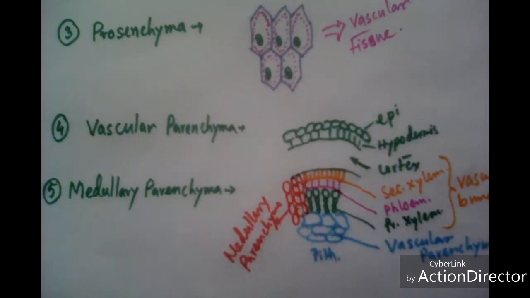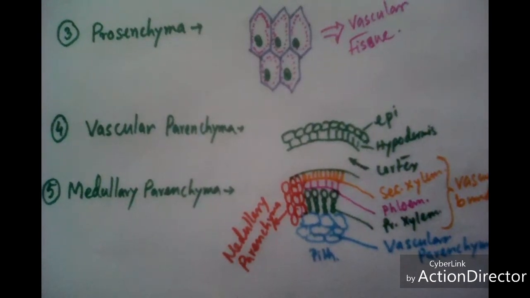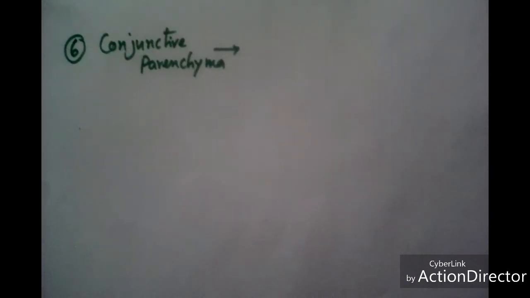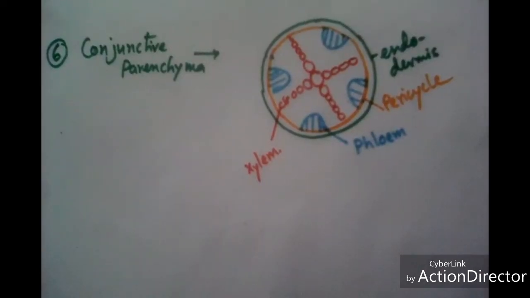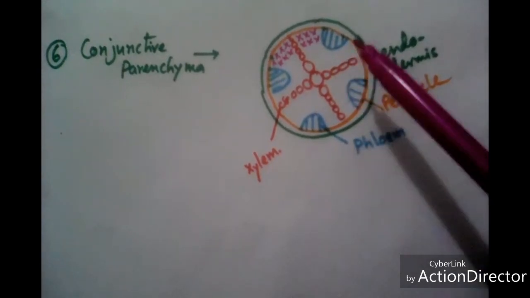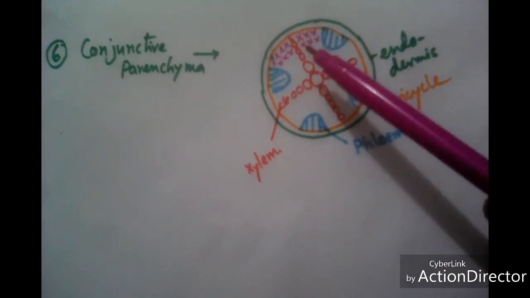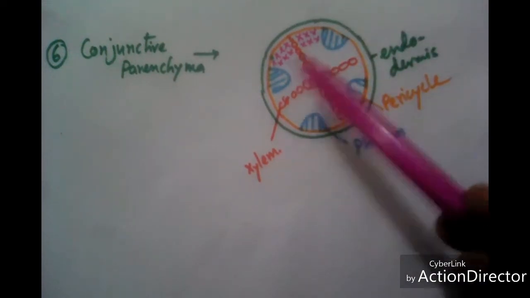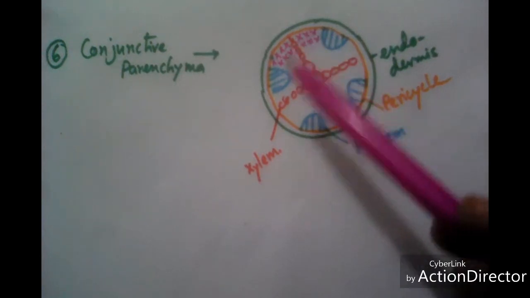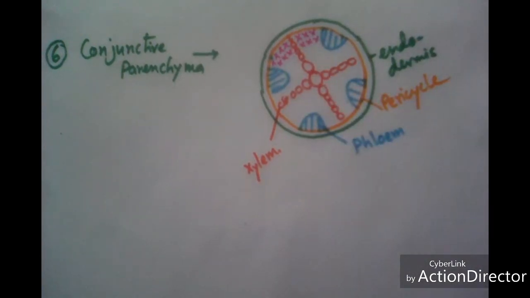Now the next type of parenchymatous cell is conjunctive parenchyma. Conjunctive parenchymatous tissue present in roots helps to store water. So in the root, endodermis is present, pericycle is present, phloem is present, xylem is present, and conjunctive parenchymatous cells are present in the region between phloem and xylem, and after this, the pericycle. So this is conjunctive parenchymatous tissue. It helps to store water.